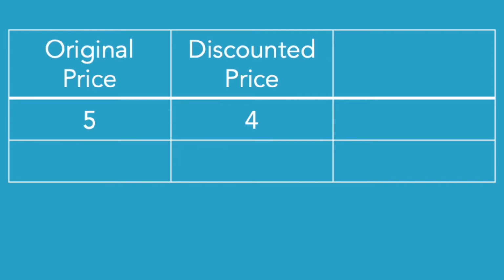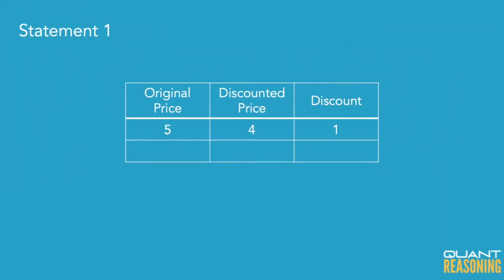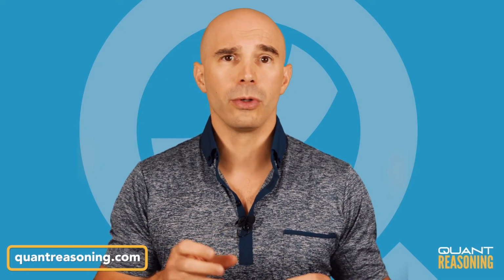You'd turn the two-way ratio into a three-way ratio and make an inference about the discount, because that's the inference that you can make when you have an original price and a discounted price. The difference between those would be the discount. So we have original to discounted price to the actual discount is 5 to 4 to 1.